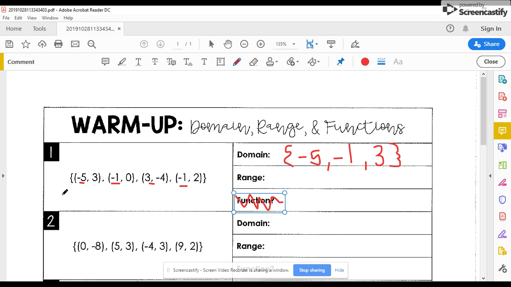All right, and then the y values are our range. So 3, 0, -4, and 2. Okay, and so the second one is the same.